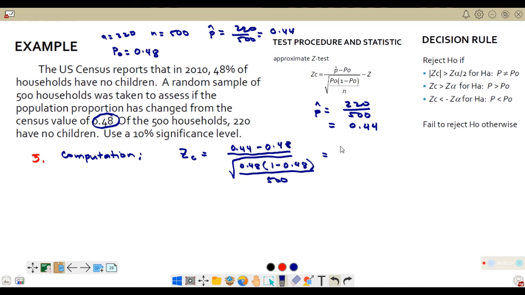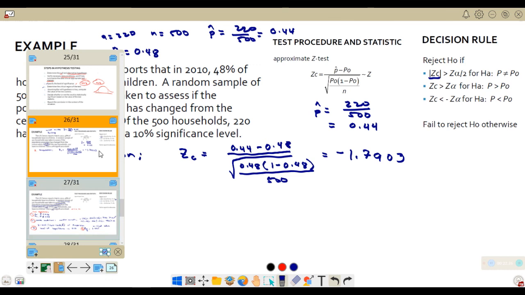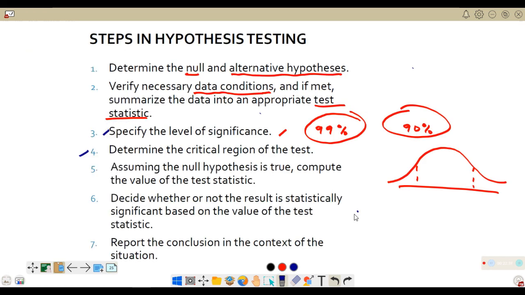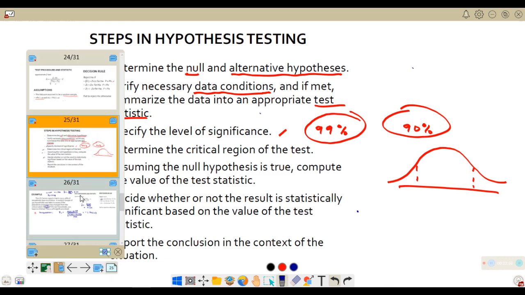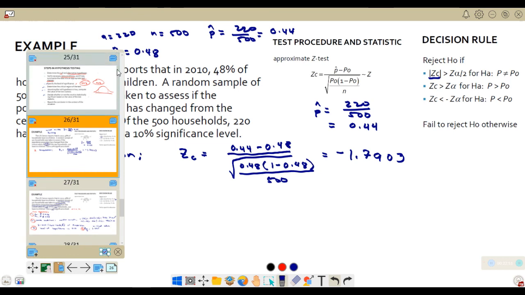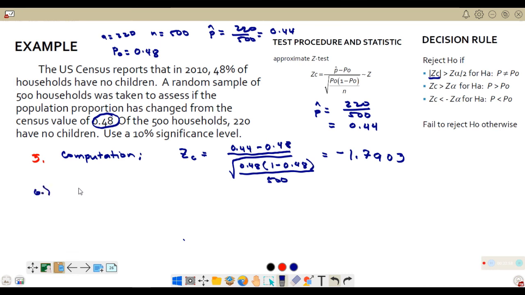Okay, nag-compute na ako. It is negative 1.79028 or 03. Okay. So, tapos na tayo sa step 5. May computed na tayo ng value ng z. Punta na tayo sa step number 6. Sabi ni step number 6, decide whether or not the result is statistically significant based on the value of the test statistics. So, i-apply na natin yung rules sa decision rule. So, decision.